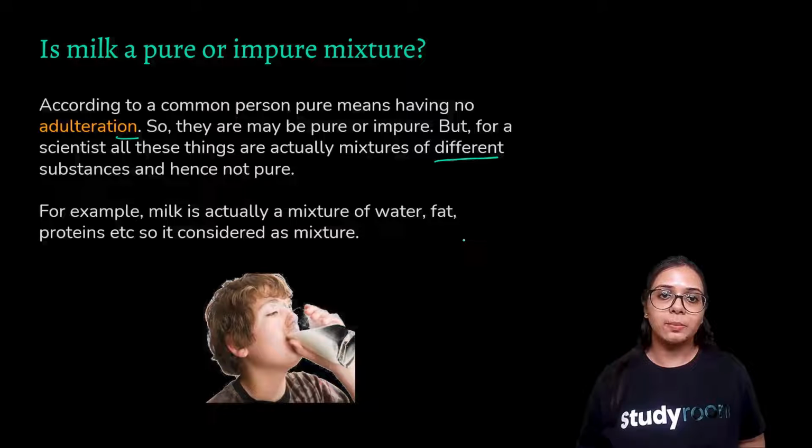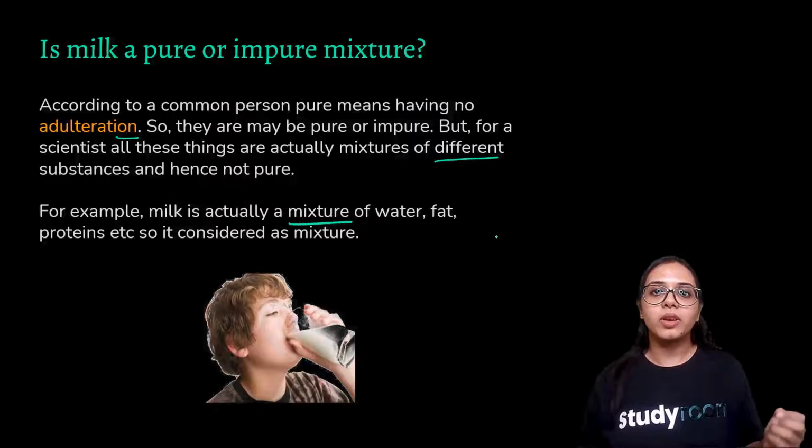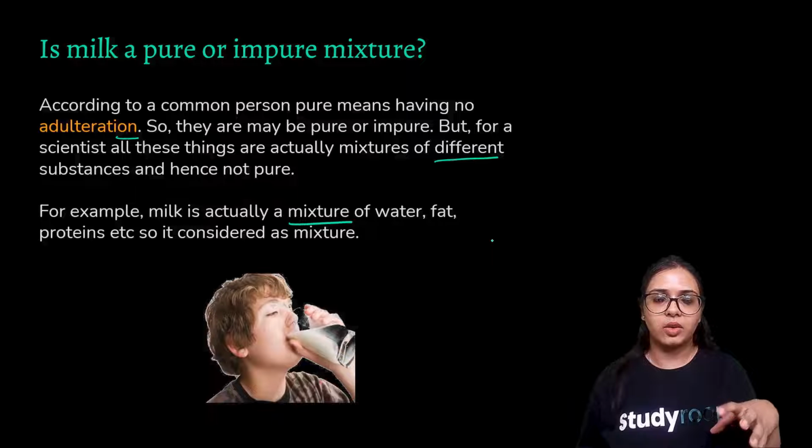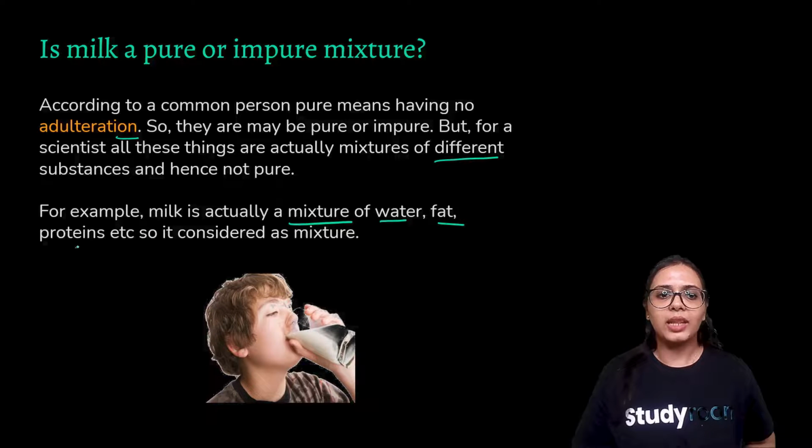So, for example, milk. You cannot say that milk is a pure substance. Why? Because milk is a mixture. It has two or more components mixed in certain proportions, all right? It has a combination of these components. These components are water, fat, proteins, and they may be any other.